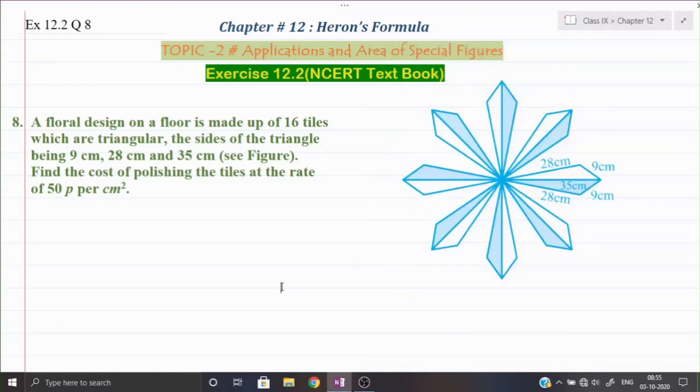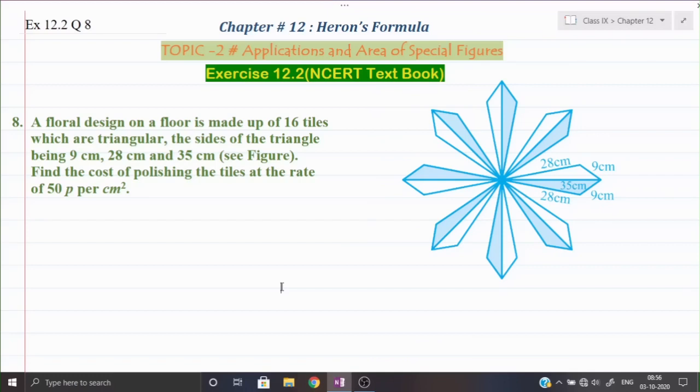A floral design on a floor is made up of 16 tiles, meaning 2 tiles have been joined and you are looking at one design. Half of the design is in the blue color and the remaining half is in the white color. So you are looking at one complete design. They are saying the sides of the triangle are 9, 28 and 35 centimeter, meaning the half portion of the design forms a triangle, and the remaining half portion is another triangle. So such 16 triangles they have formed. That one triangle's dimensions are given here: 9, 28 and 35 centimeter.